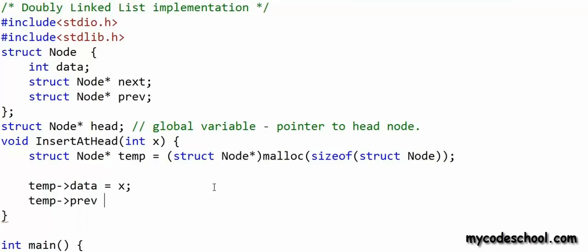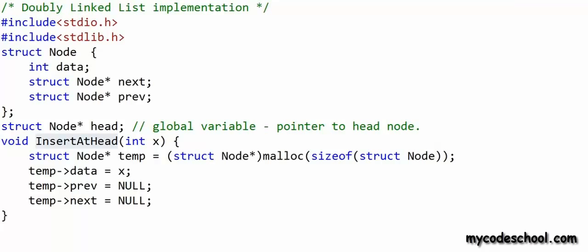So to access the prev field, I can say temp arrow prev. Let's set this as null, and let's also set the next field as null. If you want to understand or refresh the concept of stack and heap in memory, then you can check the description of this video for a link to our lesson on dynamic memory allocation.